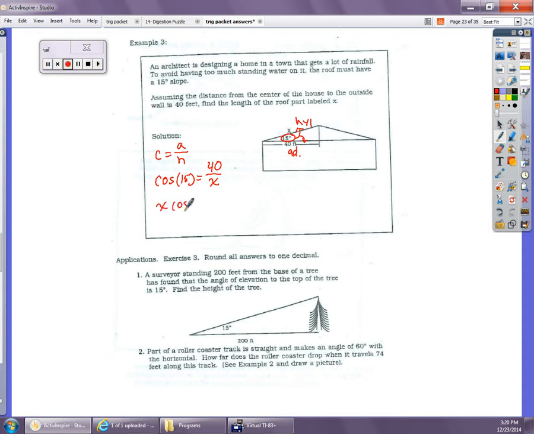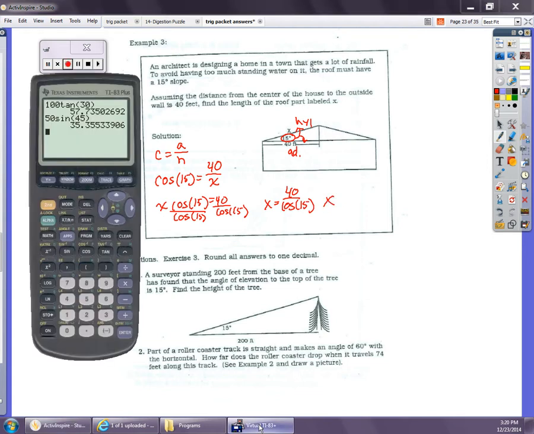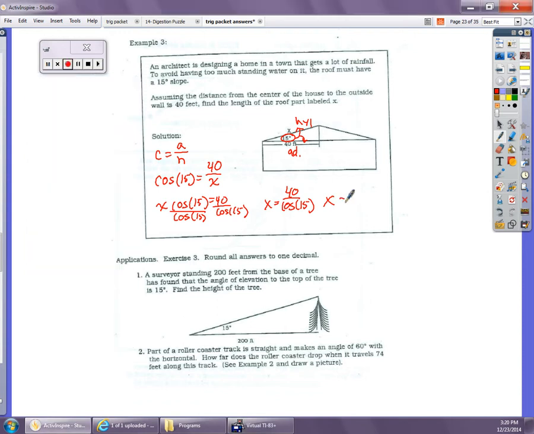Multiply by the denominator, and then you divide by the cosine of 15. So x equals 40 divided by the cosine of 15, which is about 41.4. So 41.4 feet. That's how long the roof part labeled x is.